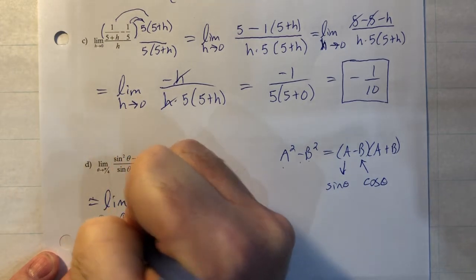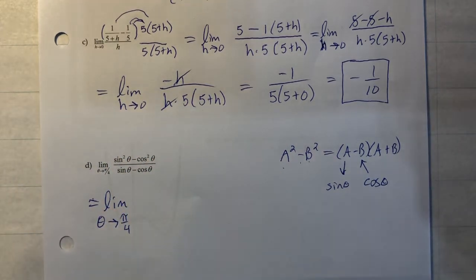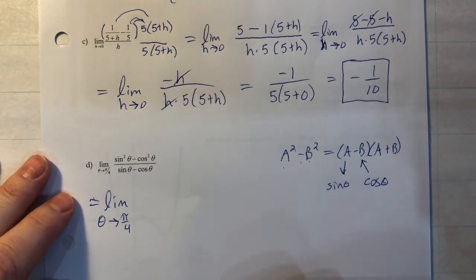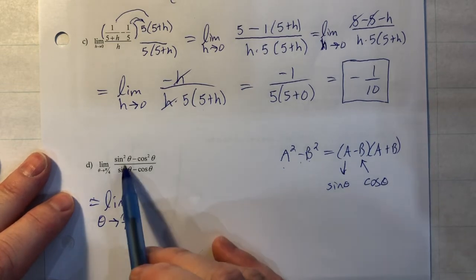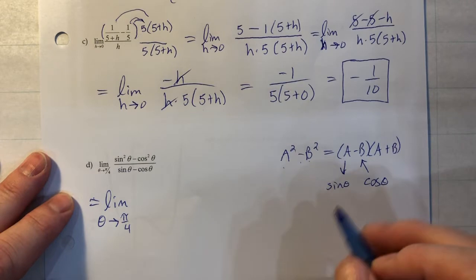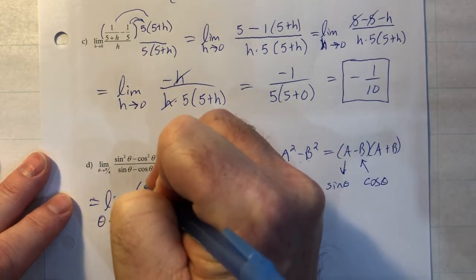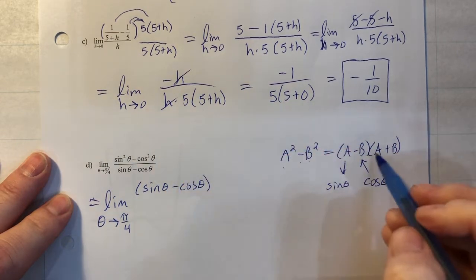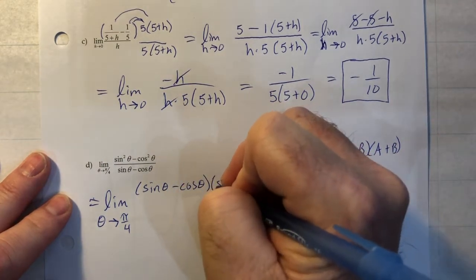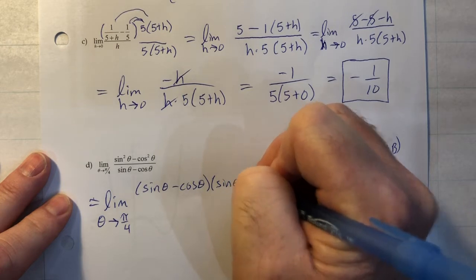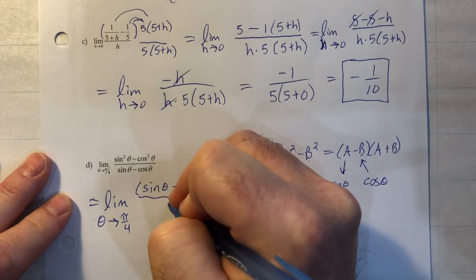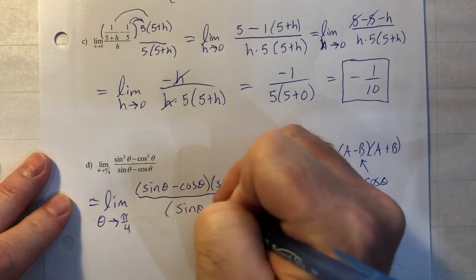And by the way, we don't care if the variable is h or x or theta. It's just a placeholder. They use theta to remind us it's an angle, but it could be any variable, it doesn't really matter. But we have that difference of squares, so it's going to be a minus b, which would be sine theta minus cosine theta, times a plus b, same thing but with a plus sign, so sine theta plus cosine theta. And then over the bottom, which we're going to leave the same, except I will put it in parentheses.